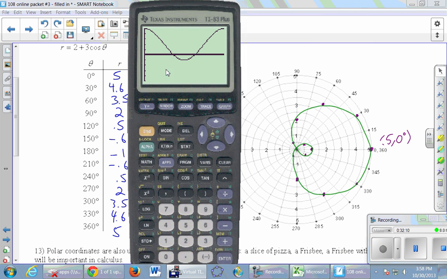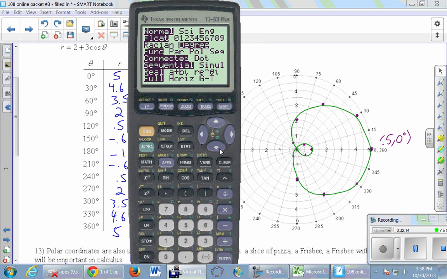So here's how we get the calculator to graph this guy. Go into mode. Come down here to where it says function. That's where we normally are.